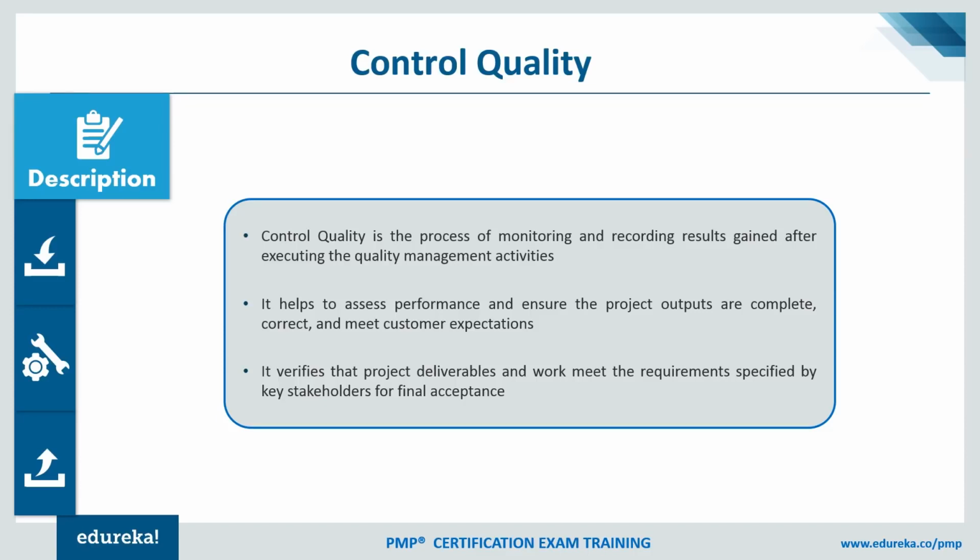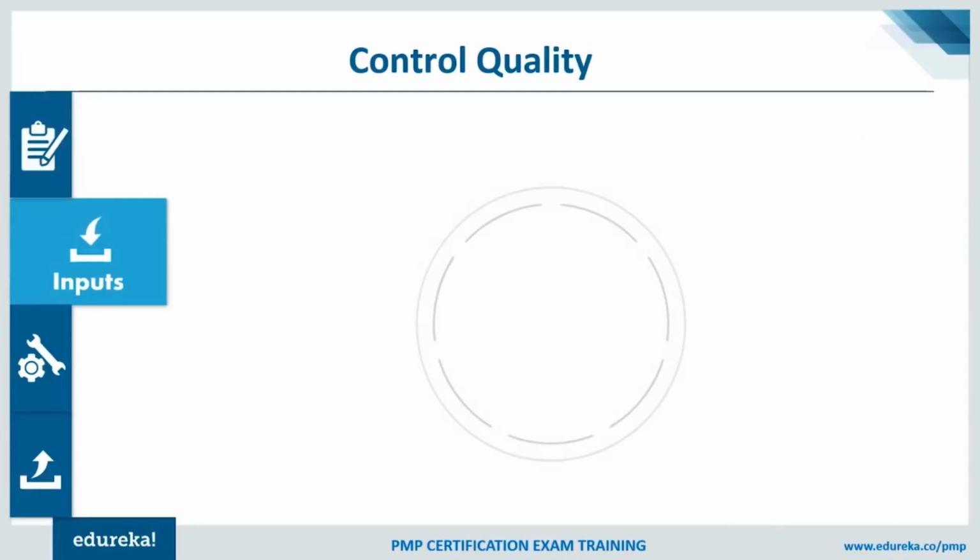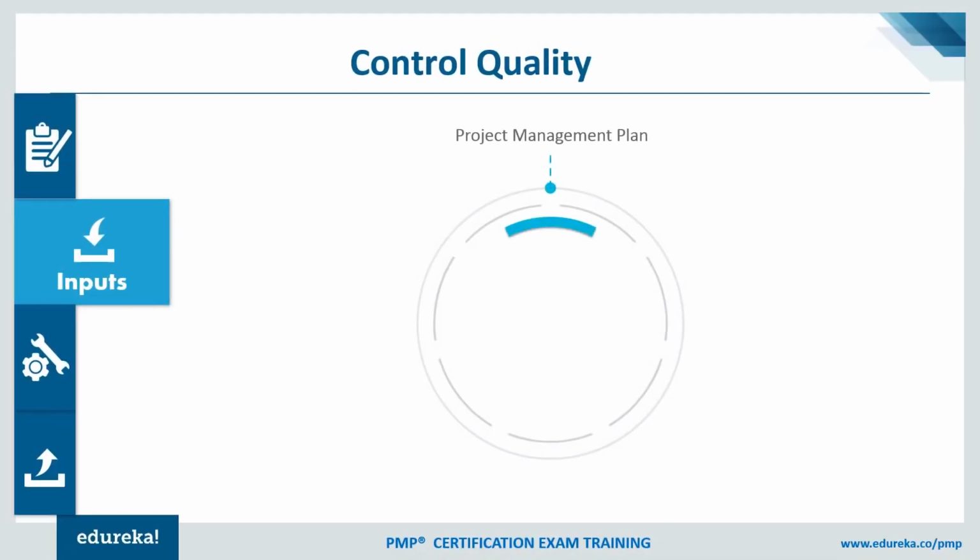Not only that, it will also verify that the project deliverables and work meet the requirements specified by key stakeholders for final acceptance. So there has to be continuous verification and validation happening as part of control quality as well. Right, so let's get started with control quality aspects. Of course, we'll start with inputs. We can't miss the project plan in itself. And the project plan will also give you the quality management plan for us to refer to. That's where we have already mentioned how we are going to do control quality activities. So we can refer to those.